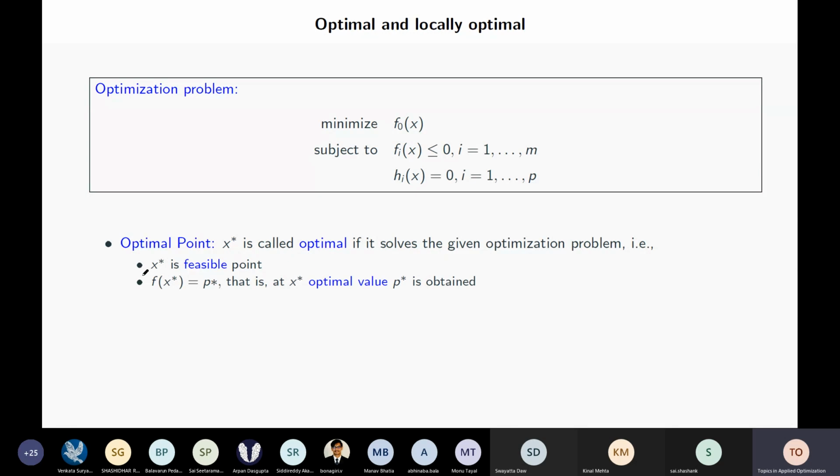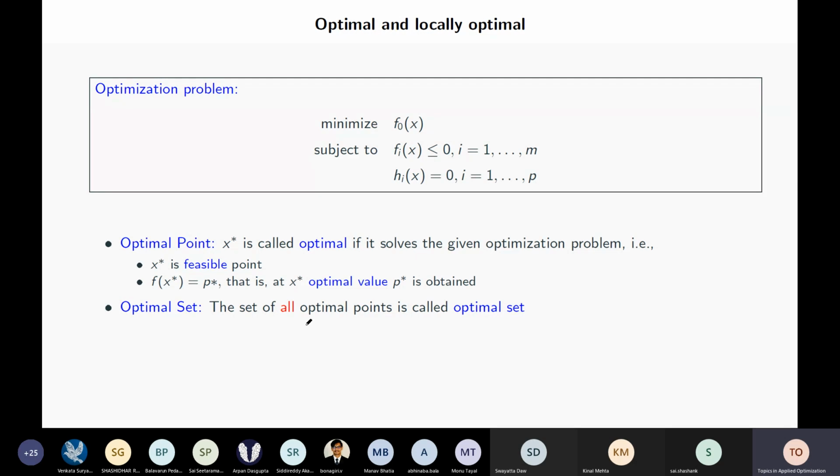For a definition, we want x star to be feasible. We don't want any x that does not satisfy the constraints and then achieves the minimum. That's not the objective here. X star will be declared optimal if, first of all, it is a feasible point, so it satisfies these inequality constraints and so on. And for that X star, the optimal value P star is achieved. So that's the definition of an optimal point.